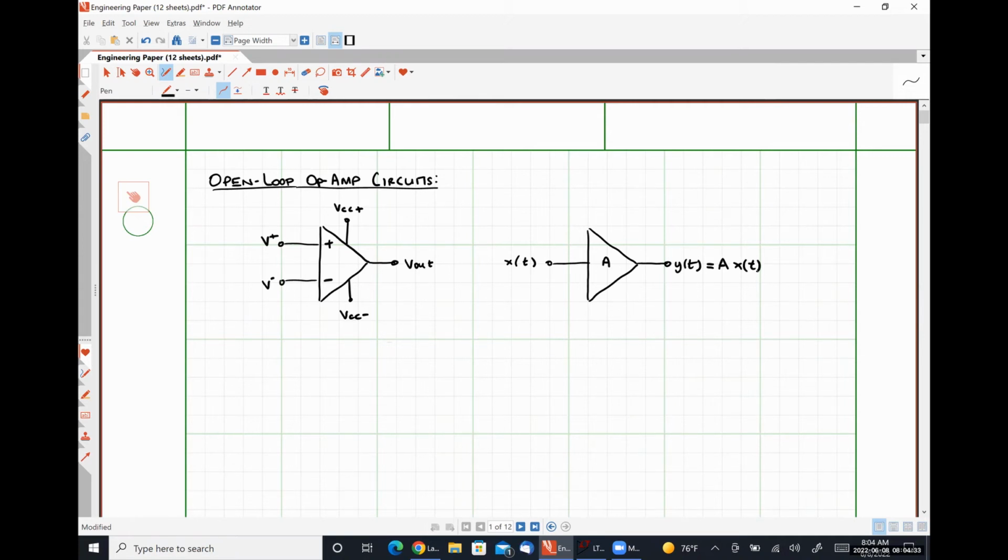So what this means is that the circuit that we looked at the end of our class meeting on Monday was actually an example of an open loop op-amp circuit. We're going to give that kind of circuit here today a name. We're going to call these circuits comparators. And this is what open loop op-amp circuits are used to do.